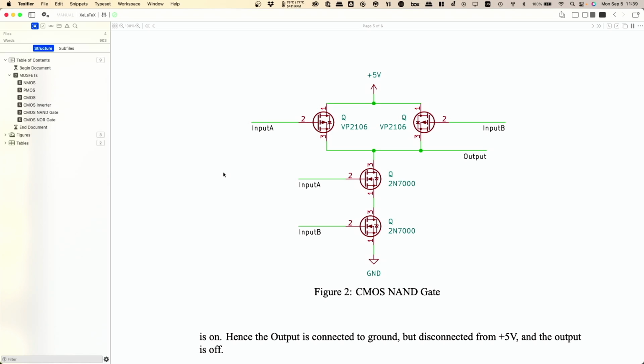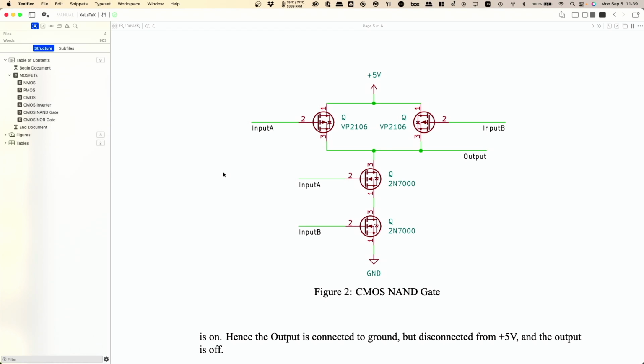Well, let's start on the PMOS side. If both inputs are low, what's true about both PMOSs? They're on, okay? Which means the output is connected, how? What is it connected to, ground or 5 volts? It is connected to 5 volts, okay?